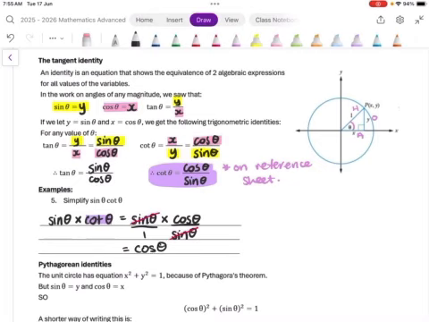Now we're going to leave it there for today. You're going to have a go at exercise 1102. The questions will be on the board that you're doing, and we'll look at Pythagorean identities next lesson.